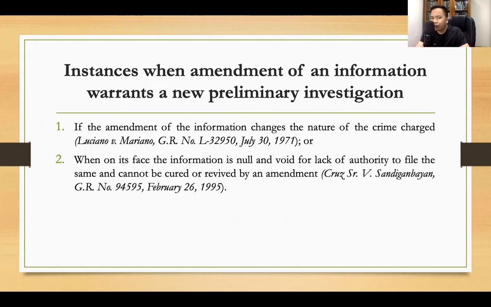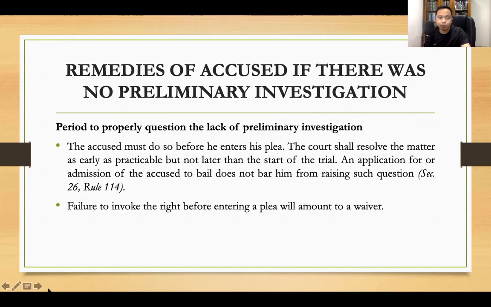Now, if on its face the information is null and void because it was approved by a person who does not have the authority to file a resolution, then you cannot just merely amend the information. You have to conduct another preliminary investigation. That is what we mean by paragraph 2.